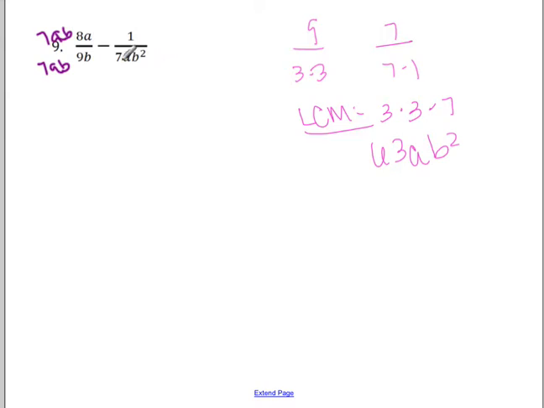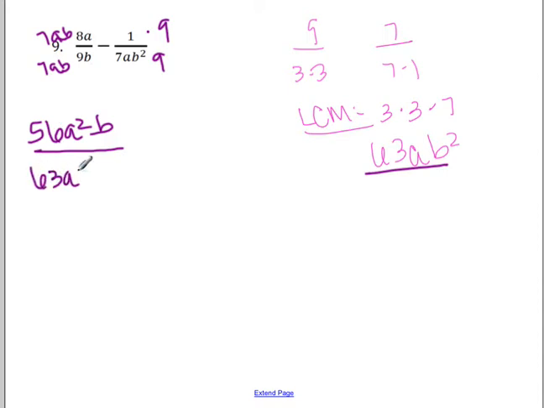And then I would look at the next one. I need to get this one also to 63ab. So 7 times 9 gets me 63, and it already is ab squared, so I just need to multiply this one by 9. So when I do this, 7 times 8 is 56. I would then have a squared b all over 7 times 9 will give me 63 ab squared, minus 1 times 9 is 9 over 63 ab squared.